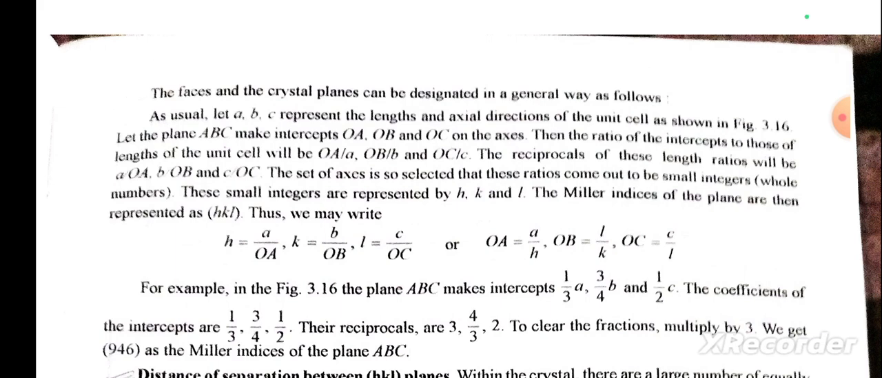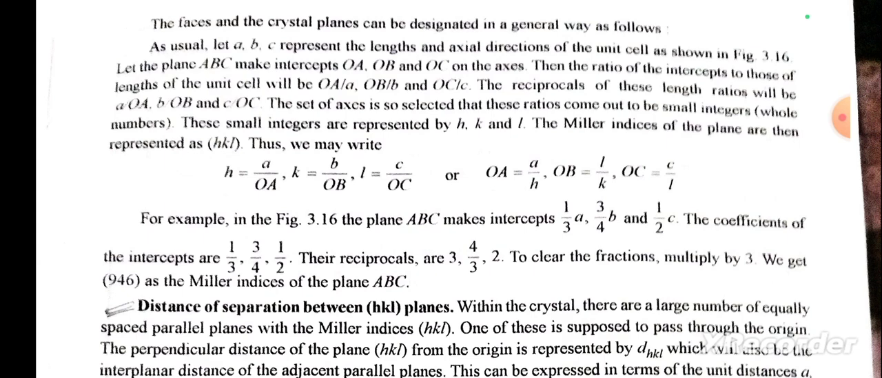The faces of the crystal planes may be designated in the general way as shown. As usual, let a, b, c represent the lengths of the axes of the unit cell as shown in figure 3.16. Let us take the plane ABC. We make the intercepts OA, OB, OC on the axes, and then the ratios of the intercepts to the lengths of the unit cell will be OA by a, OB by b, and OC by c. The reciprocals of these length ratios will be a by OA, b by OB, and c by OC.